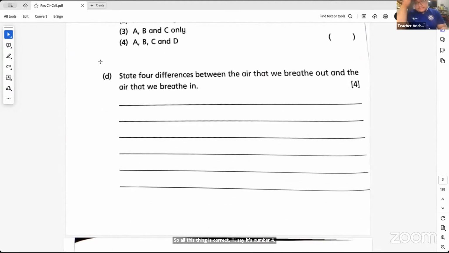Now, can I have a volunteer to answer this question? State 4 differences between the air you breathe in and breathe out, the one that we went through just now. Any volunteer want to explain the differences?